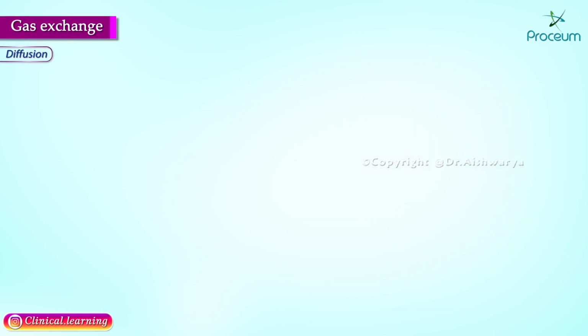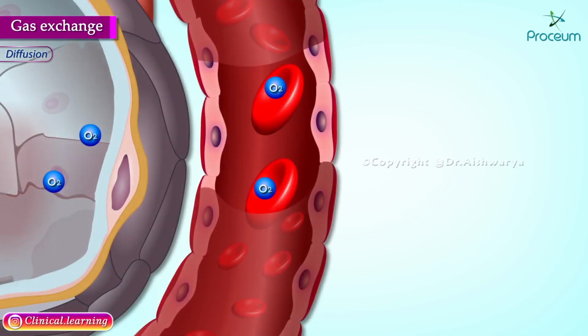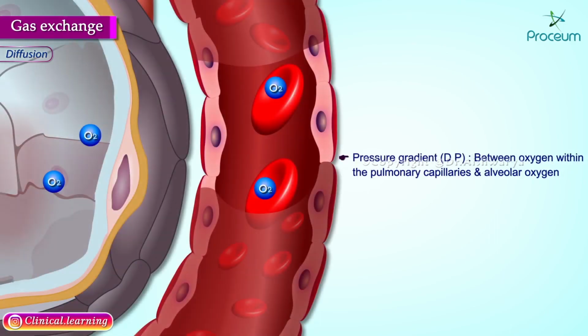And next, what is the diffusion? The diffusion rate of oxygen across the pulmonary membrane depends on the following factors. The first one is the pressure gradient, which can be abbreviated as P over here. The pressure gradient between the oxygen within the pulmonary capillaries and the alveolar oxygen will determine the diffusion capacity of this particular gas.